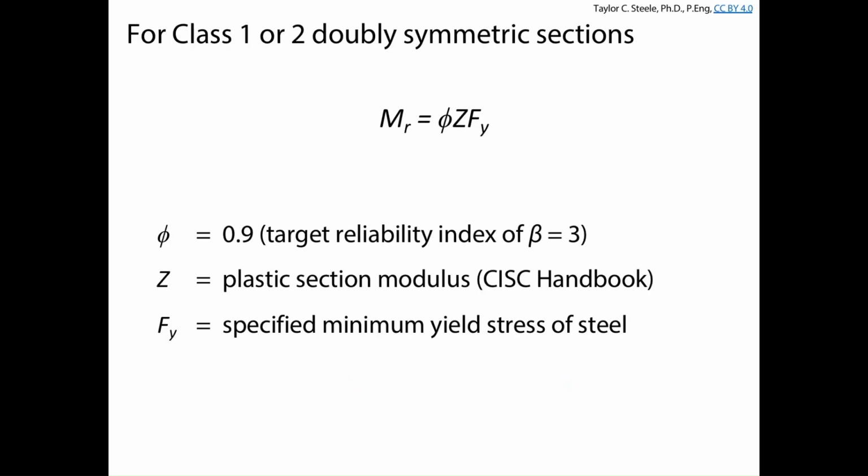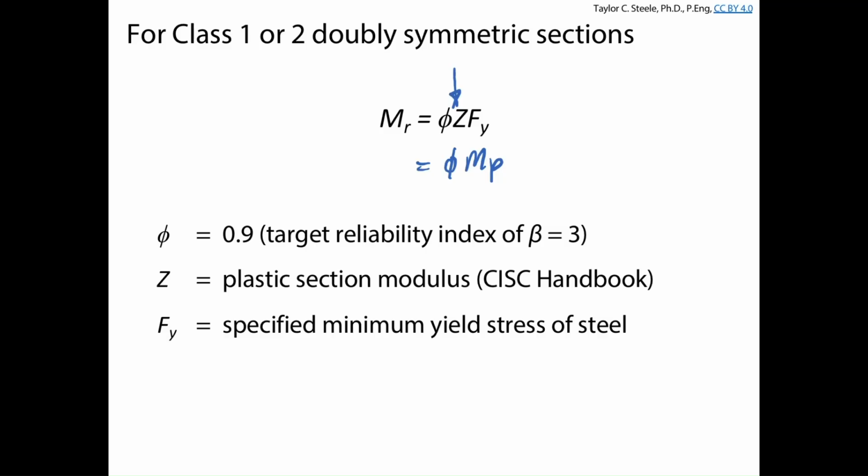It tells us that for class 1 or 2 sections, we can use this plastic section modulus. Okay, we can take the plastic moment resistance. This is basically equal to phi Mp. We, again, just look up the section modulus in the handbook. We're targeting a similar reliability index of beta as 3, so we're using the same resistance factor as for gross section yielding and for buckling of our columns, and we've got the same minimum specified yield strength for the steel that we're using.